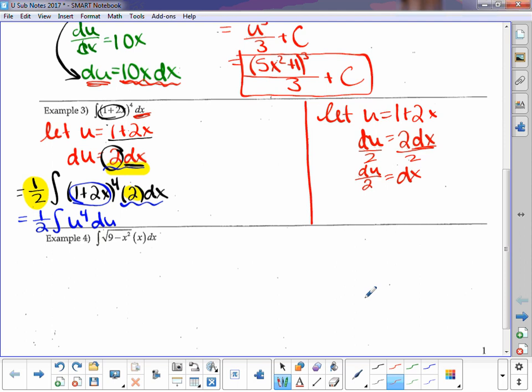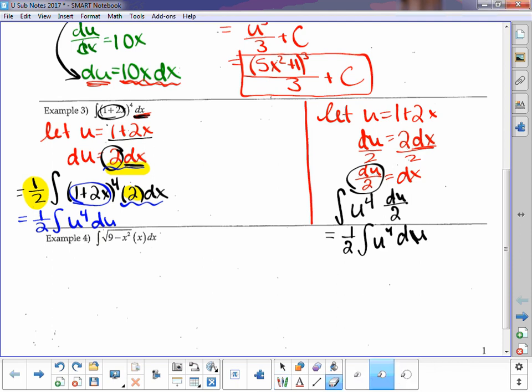So now when I change my integral, I still have u to the 4th. And dx is simply du over 2. Which, when I rewrite that, I'm going to bring that 1/2 out in front. u to the 4th du. Notice it is the exact same thing as what I have there.